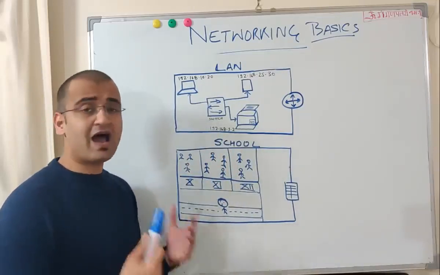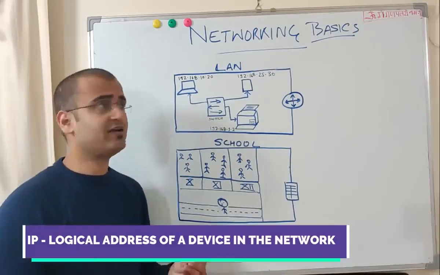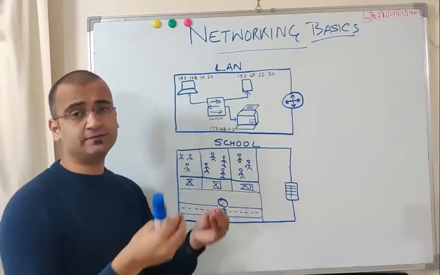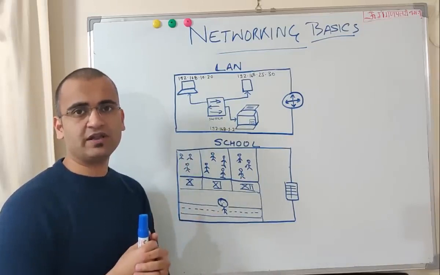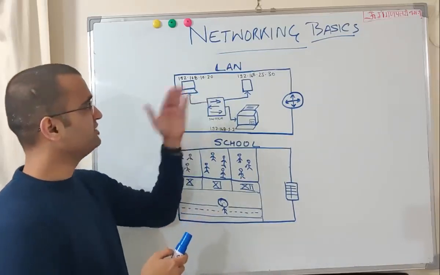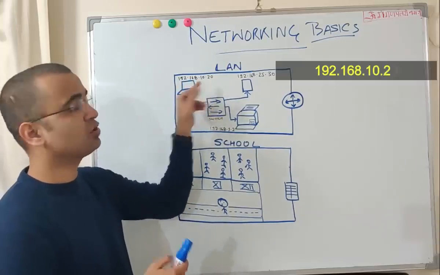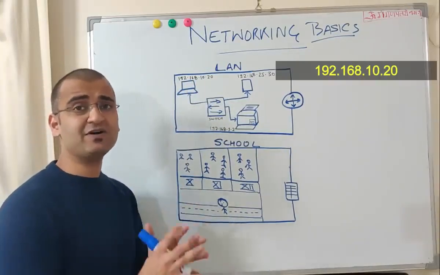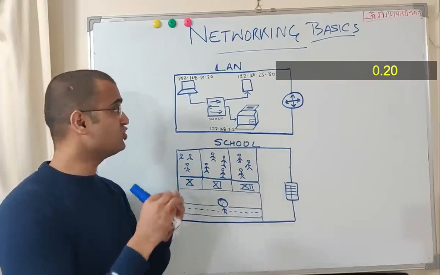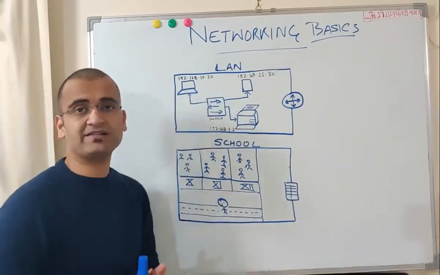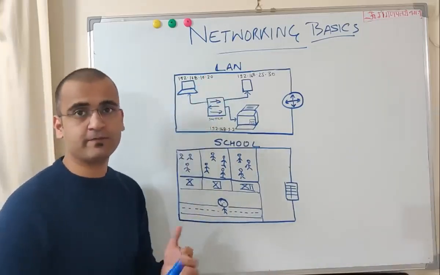So what is an IP? First of all, an IP is a logical address to identify or locate your specific machine on a local area network. So suppose in this case the laptop IP address is 192.168.10.20. This is a logical address. Any device which wants to talk to this particular laptop can send a message to this particular IP address.